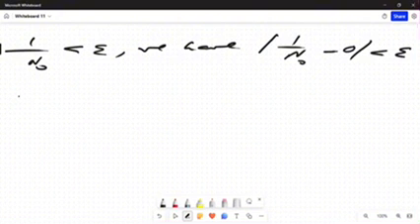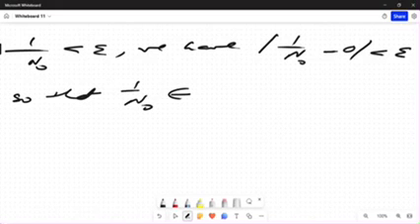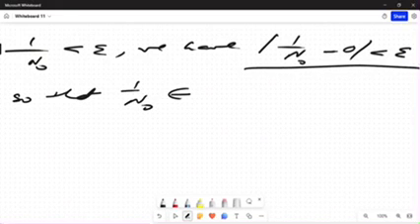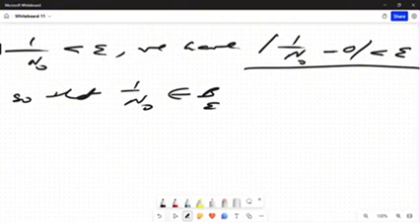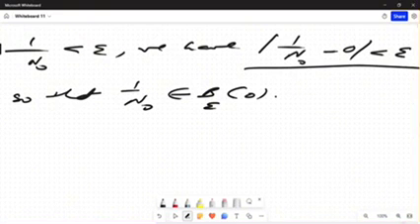So you now see that 1 over n naught is actually contained, because for this inequality to be obeyed, what's the meaning of that? It means that 1 over n naught is a term inside the ball, with radius epsilon, where epsilon is 1 over 100, centered on 0.